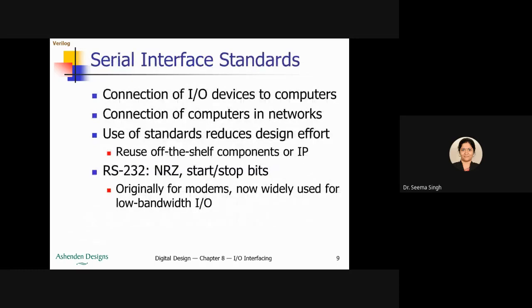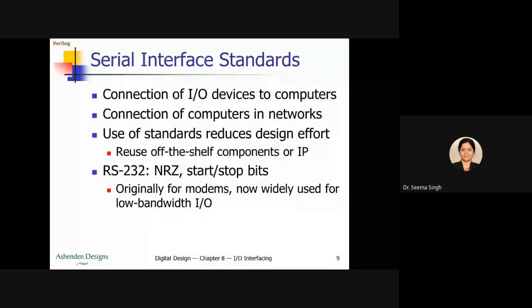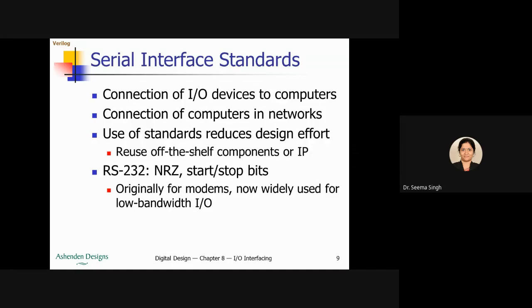There are 4 serial interface standards which you should understand. Of course, it all relates to the same thing, what you have studied already about NRZ, start stop bit, and Manchester encoding. These 3 things which you have understood now will be there in various interface standards.